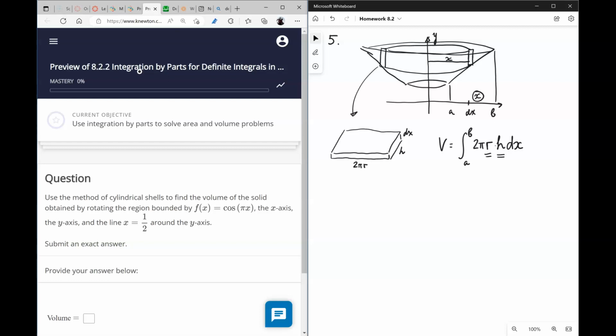So let's take a look at what's given to us. We have a function cosine of pi x. So cosine of pi x, so we have the line x equals 1/2, so x axis, y axis, so it's something like this, right? So we're taking something between 0 and 1/2, and we're rotating it around the y axis, so this is what we get, and it goes all the way here, or maybe not.